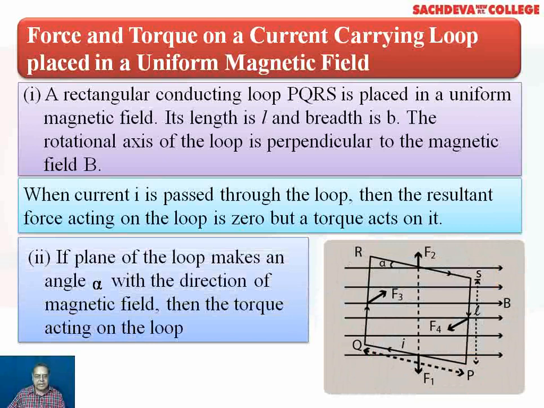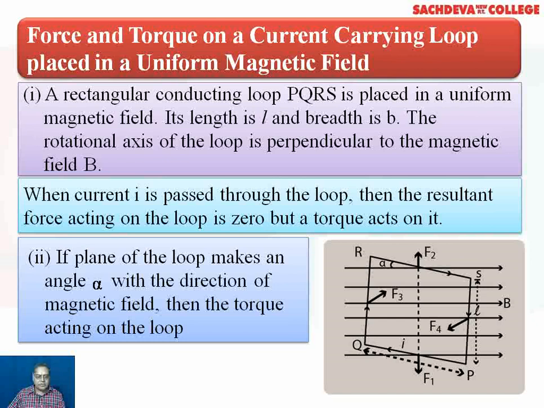PQRS is representing the conducting loop, and the directions of forces are given as F3 and F4, and one is F1 and the other is F2. Magnetic field is indicated by parallel lines. When current I is passed through the loop, then the resultant force acting on the loop will be 0, but torque will not be 0, it will act on it.